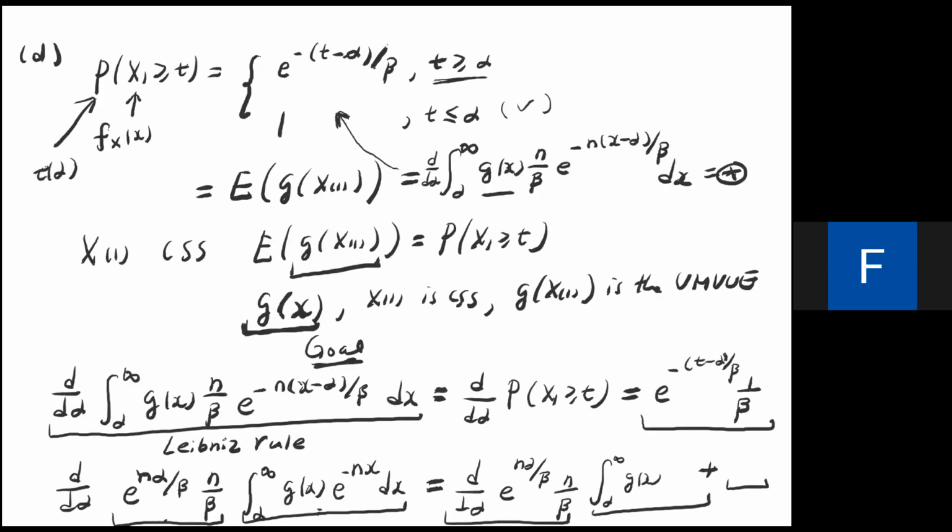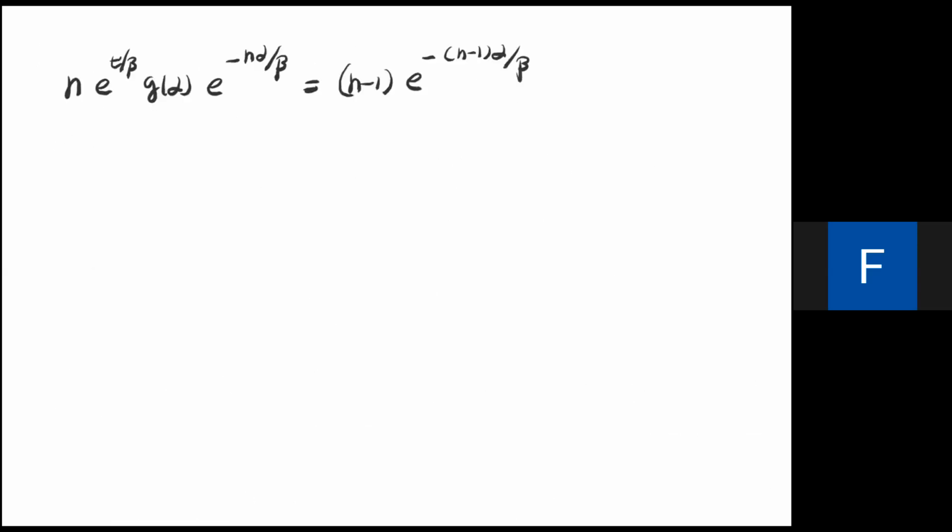Eventually, you will get this equation: n divided by beta, then g alpha, then exponential minus n alpha divided by beta, then equals to n minus 1 times exponential minus n minus 1 alpha divided by beta. Okay, to see if you can get the equation. But again, don't forget you have a right hand side like this. You're working on left hand side to see if you can get this equation.